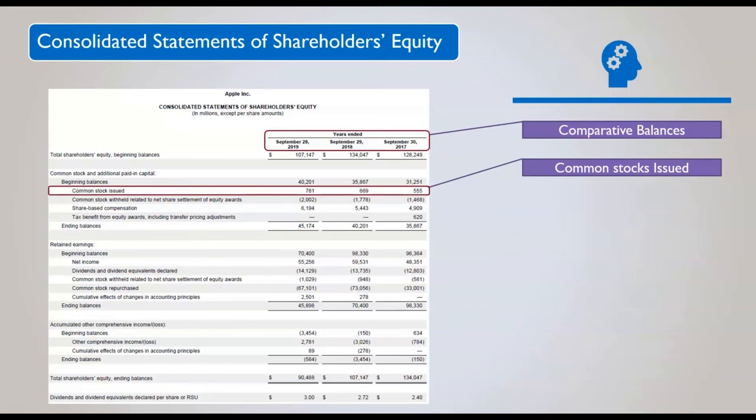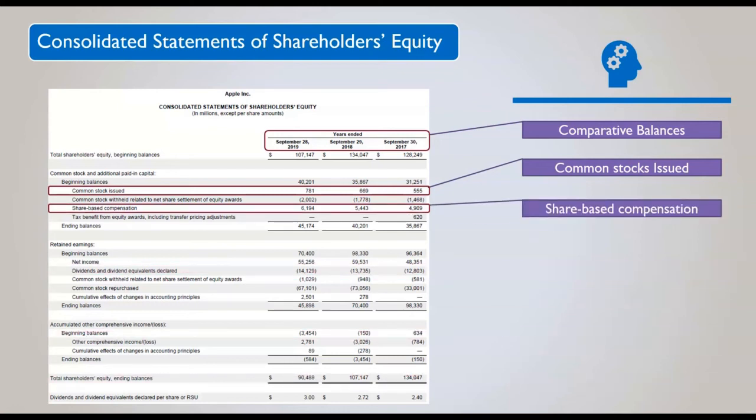We see a line item for common stocks issued. So what are common stocks? This is the security that represents the ownership in a corporation, in this case, shares in Apple Inc. And we can see that Apple has issued shares during the year. The line item we see here is now share-based compensation, and this reflects the shares issued from the company resulting from its share-based benefit plans.